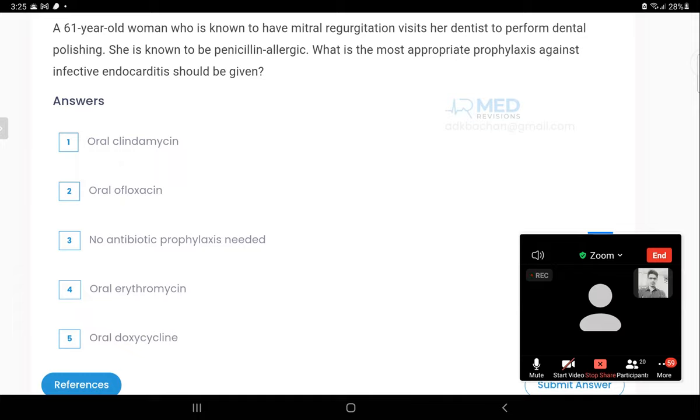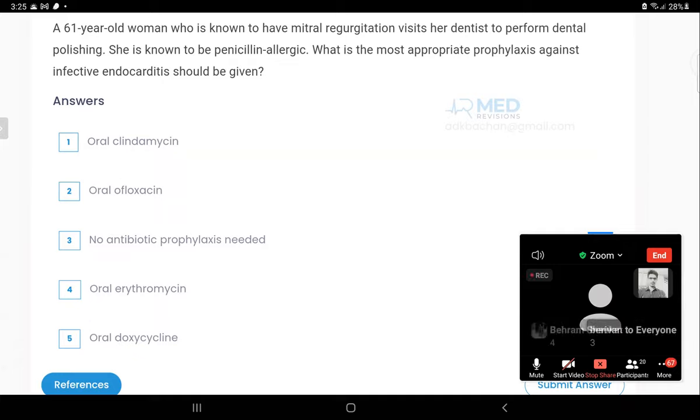Okay, so you guys are saying no antibiotic prophylaxis. Dr. Zev says 5, doxycycline, all right? Clindamycin, Dr. Hamza says. Dr. Samir says oral clindamycin. Dr. Penguin, okay, guys, change your names, all right? Oral erythromycin. Dr. Berman says 3.